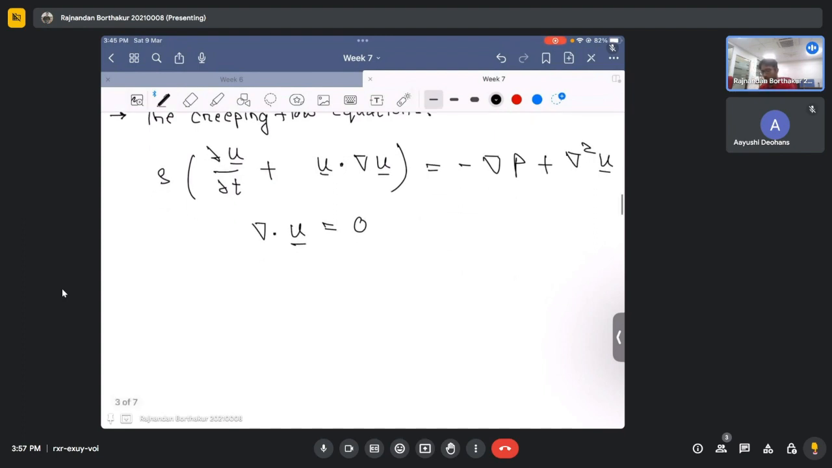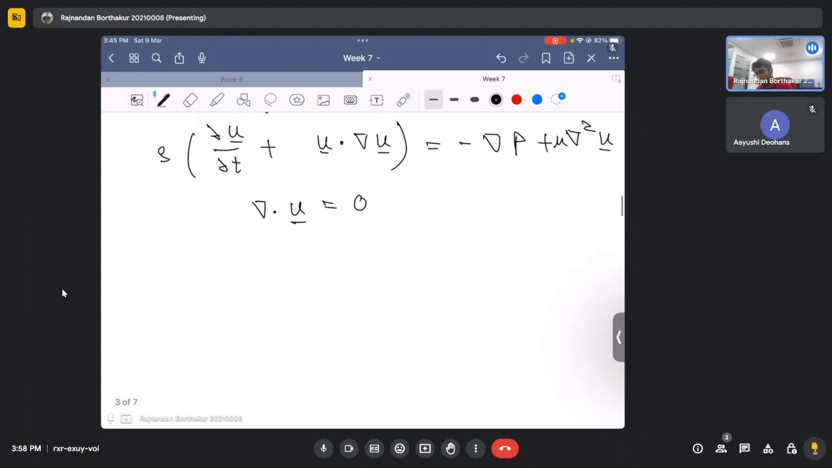Now we'll try to non-dimensionalize this equation and see what we get. Mu will come on the right side. Yes, exactly, there has to be a mu here.